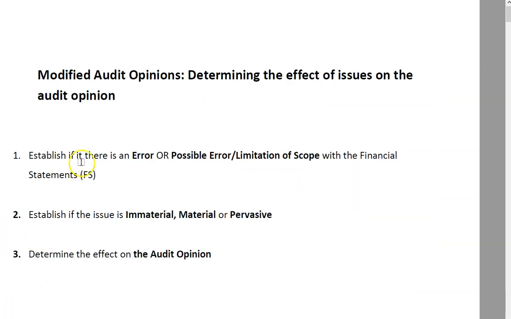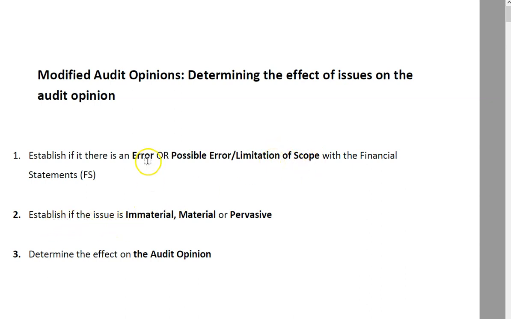So here is the way you approach questions. You read the question, the scenario, and you need to establish if there is an error or a limitation of scope. You explain what the error is, so you'd have to explain the accounting mistake that was made, or if it's a limitation of scope, you'd have to talk about the auditor not gaining enough evidence for whatever reason and explain why, and maybe discuss if there were other ways of getting information. But in these questions, there won't be other alternative sources of evidence.